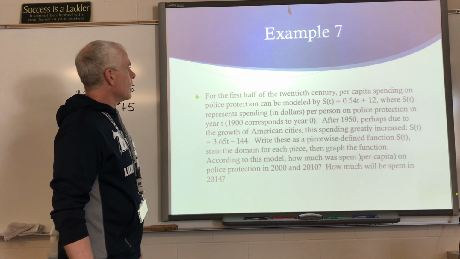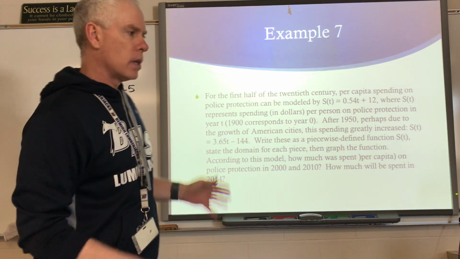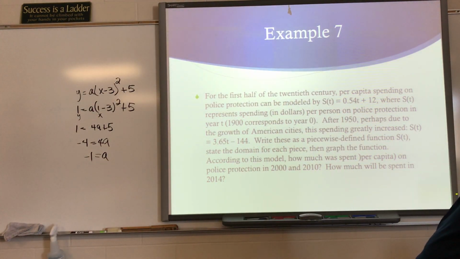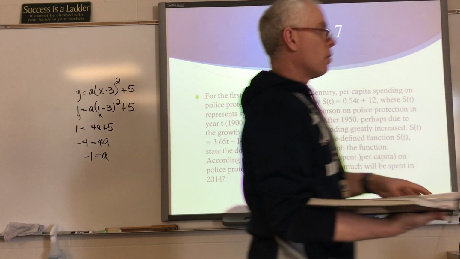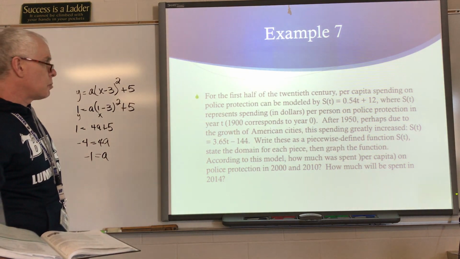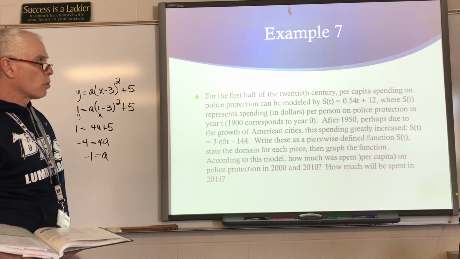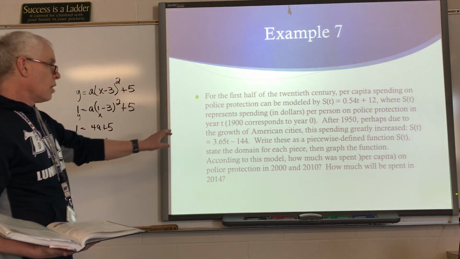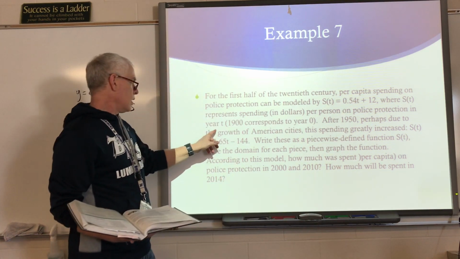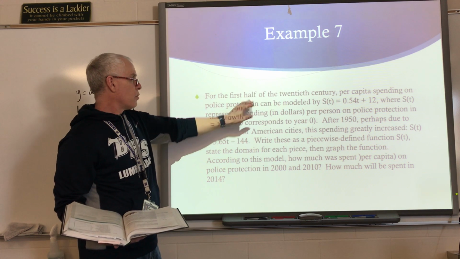Okay? Now let's take a look at some word problems. Follow along in the book. It's probably going to be easier to read on the book than it is on the screen, but we'll work it out together. Okay? I'm going to grab my book while we do this so that I can follow along with you guys. So it says, for the first half of the 20th century, per capita spending on police protection can be modeled by S of t equals 0.54t plus 12, where S of t represents spending in dollars per person on police protection in the year 1900, which corresponds to 0, for the first half of the century.